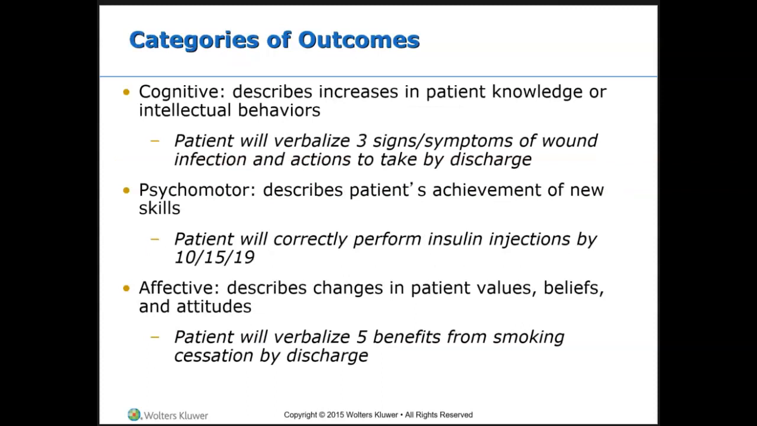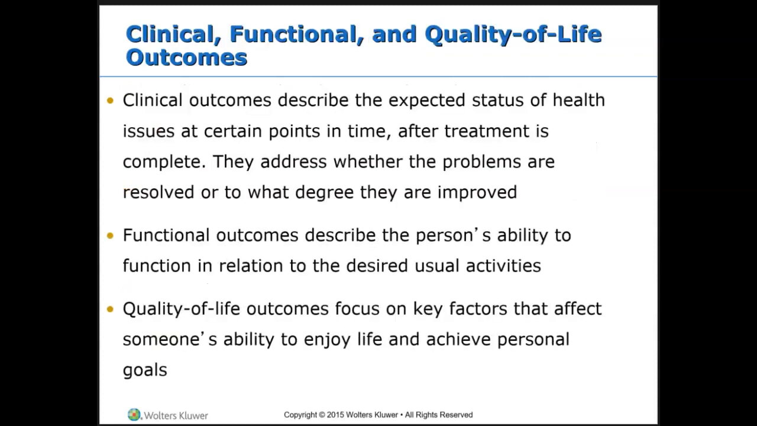Categories of outcomes. So we have cognitive, which describes increases in patients' knowledge or their intellectual behaviors. Psychomotor describes patients' achievement of a new skill. Affective describes changes in a patient's beliefs, values, and attitudes. So here's some examples. Pause the video and read through them. You may want to take some notes. Those are really good examples. Here's another way of categorizing outcomes. Again, please pause the video and take a look.